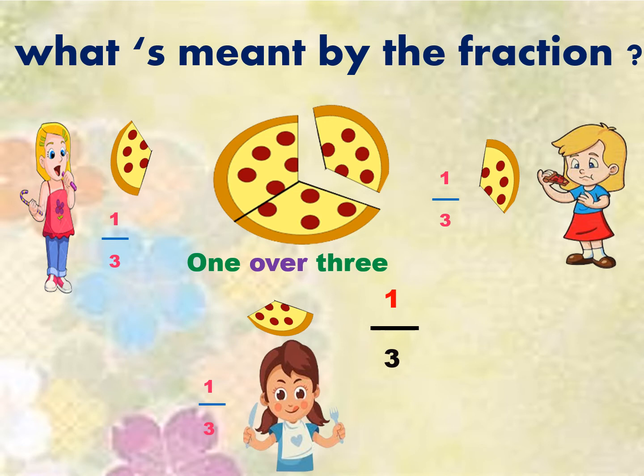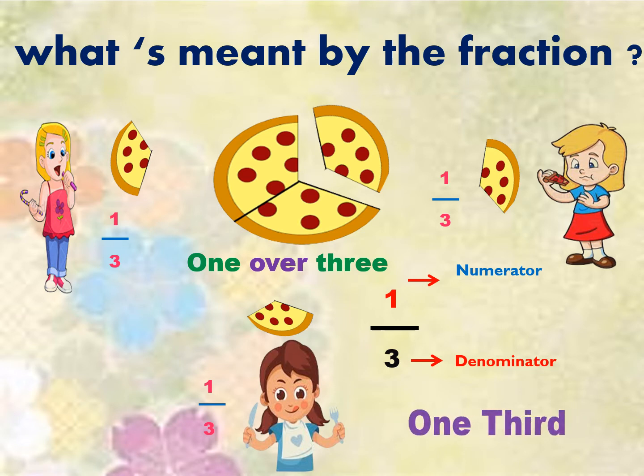I have 1/3, that 1, every girl takes 1, and over 3, that the pizza is divided into 3 parts. Okay? And remember that 1 is called the numerator, and 3 is called the denominator. Okay, and we can also say 1 over 3 or one third. In the fraction we can call it 1 over 3 or one third.